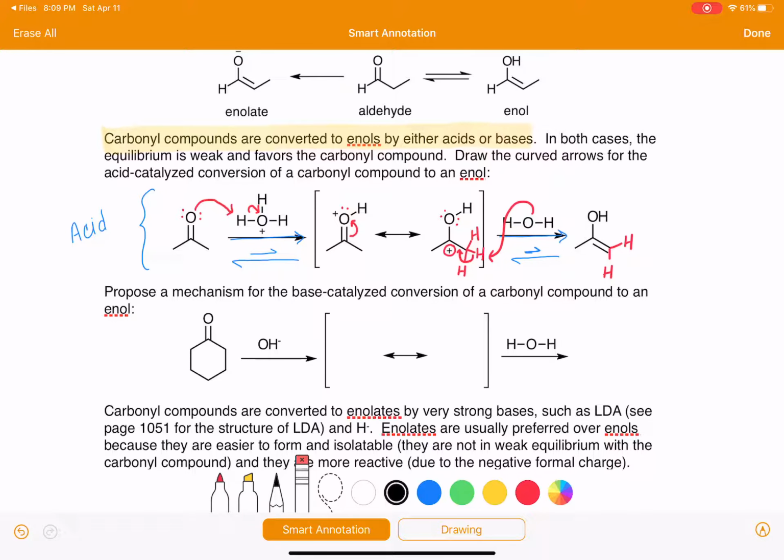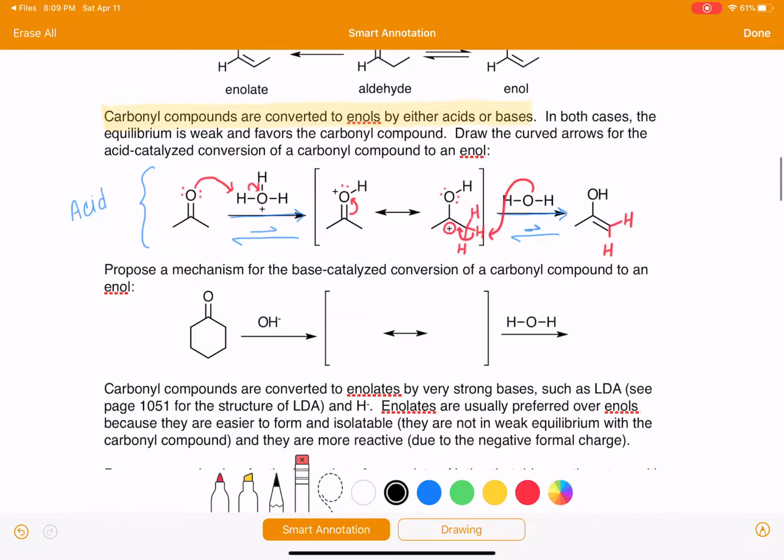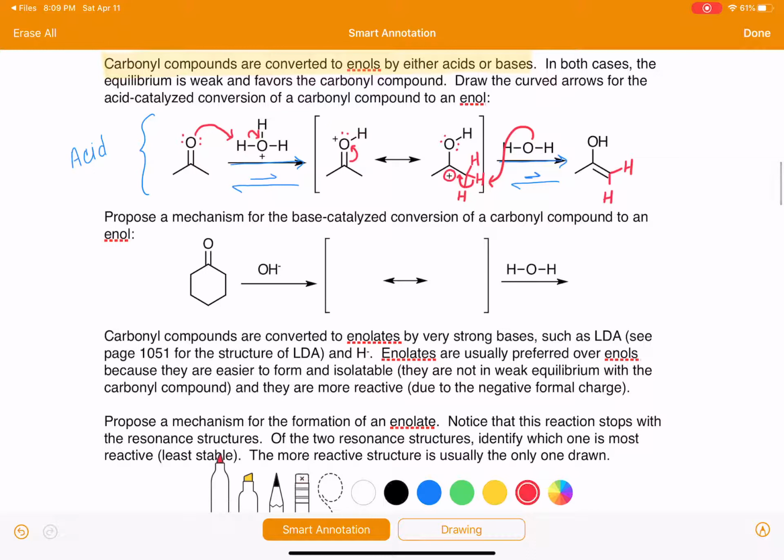So that's one mechanism for the formation of the enol. We could also have this reaction taking place using a base instead of an acid. And so this time we're actually just going to come up with the mechanism ourselves. Now, this is not nucleophilic substitution.